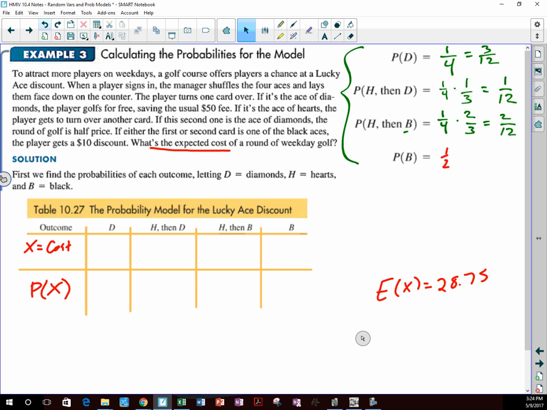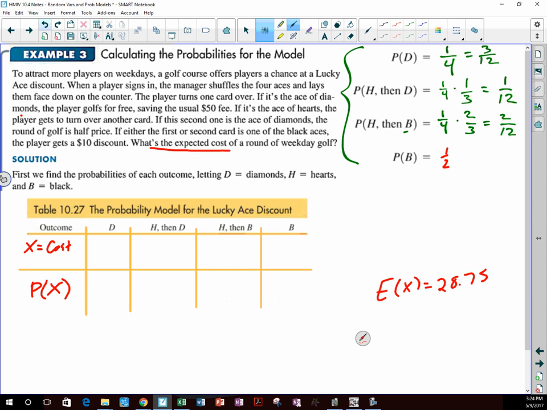Because these 3 things that we did first are the only other thing that could happen besides getting a black ace first. You could get a diamond, and if you get the ace of diamonds, then the player golfs for free. So if you get a diamond, that's one thing that could happen. But if you get a heart, then you could either get a diamond and then a black. So those are 2 other things that could happen. The only other thing that could happen in this scenario is that you get a black ace first. So that happens with a probability of 1/2 because the other 3 add up to 1/2, and these are complements.